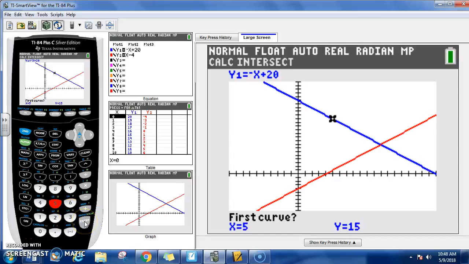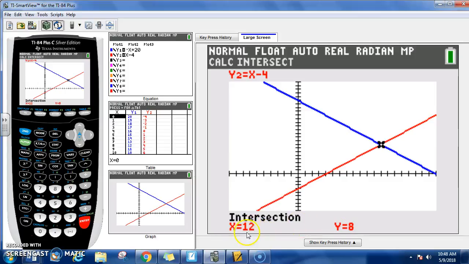Basically, it says, do you want us to look at the intersection between the first line? Yes. So hit enter. Then the second curve, yes. Second line, please look at the intersection between those two and guess. The calculator is not making a guess. It's actually calculating it for you, so hit enter one more time. So you will hit it 3 times. And how you know you're done is it should say intersection at the bottom of the screen right here.